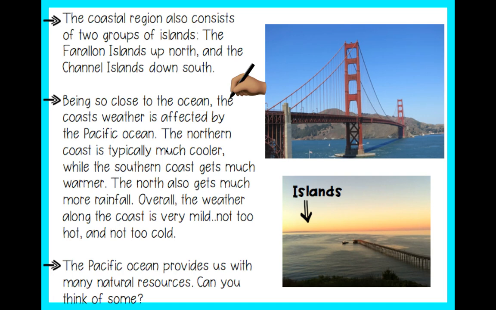Being so close to the ocean, the coast weather is affected by the Pacific Ocean. The northern coast is typically much cooler, while the southern coast gets much warmer. The north also gets more rainfall, and overall, the weather along the coast is very mild, so not too hot and not too cold. And that's due to the ocean.